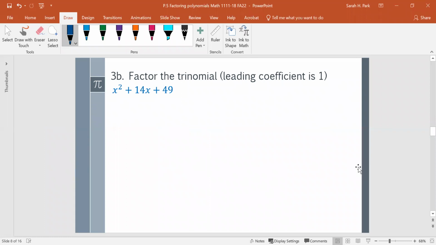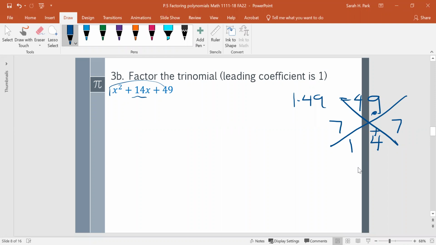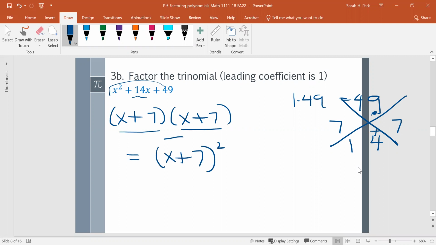Let's do another example where the leading coefficient is 1. Again, 1 times 49 is just 49. We make our cross and write the middle term below. We're thinking about what times what gives you 49 and adds to 14. Well, 7 times 7 is 49, and 7 plus 7 is 14. So when the leading coefficient is 1, we can just put the factors as x plus 7, x plus 7. Because they're the same repeated factors, we condense it into x plus 7 squared. Always remember to simplify it all the way.